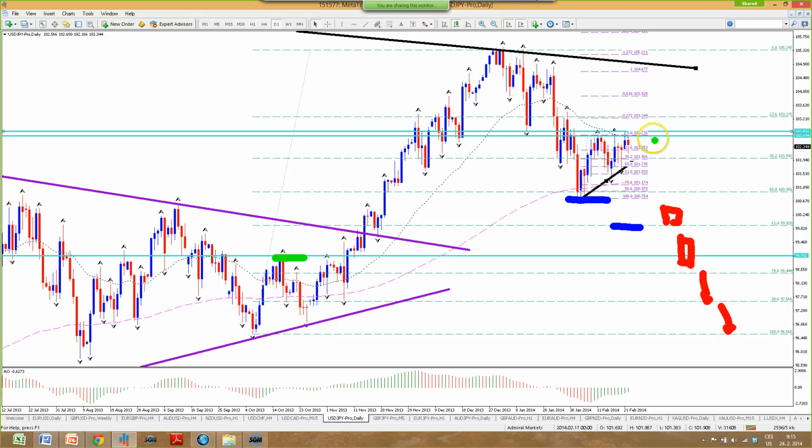Or the other scenario would be, of course, the upside breakout scenario. All right. So pretty straightforward for the dollar yen, in my opinion.